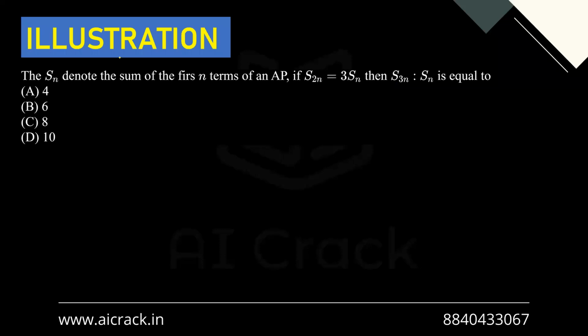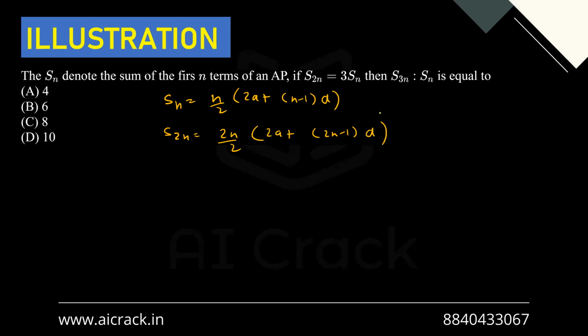Now let's look at this question. Let Sn denote the sum of the first n terms of an AP. If S2n equals 3 times Sn, then S3n is to Sn equals what? Sn equals n by 2 times 2a plus n minus 1 d, and S2n would be 2n by 2 times 2a plus 2n minus 1 d, right?